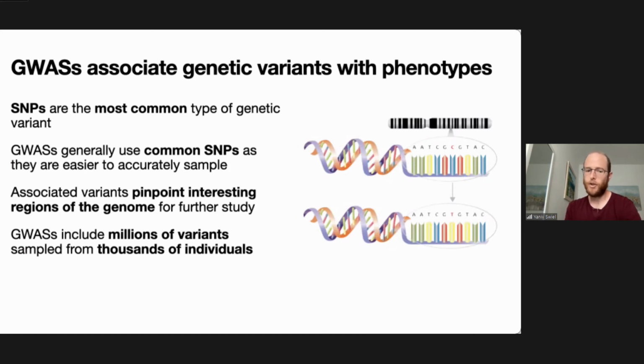The most common type of genetic variant is the single nucleotide polymorphism, or SNP. A SNP is a single nucleotide deviation from the reference genome, as shown in this figure. GWASs typically include millions of SNPs to increase the chance of detecting associated variants and to more easily pinpoint interesting regions of the genome.